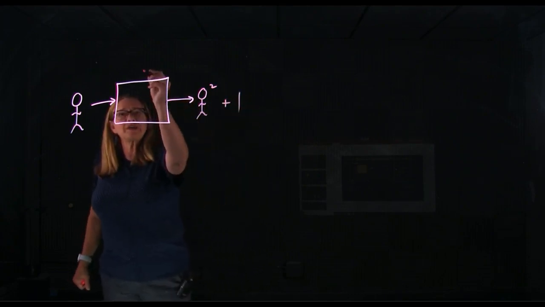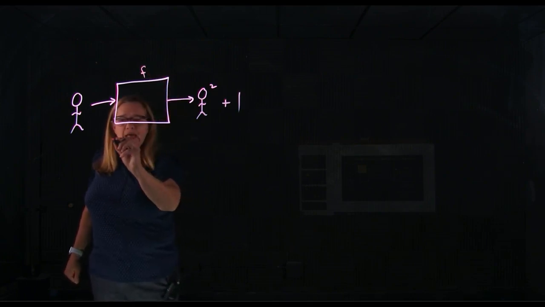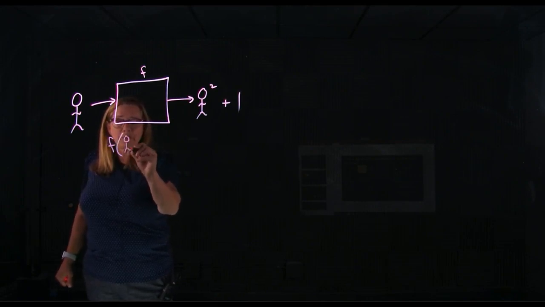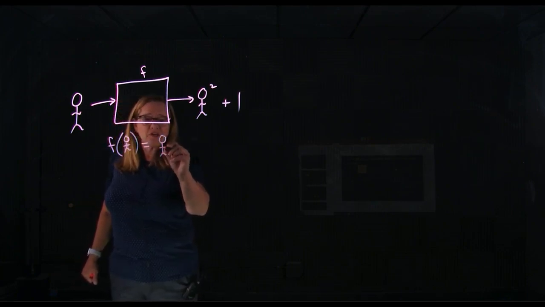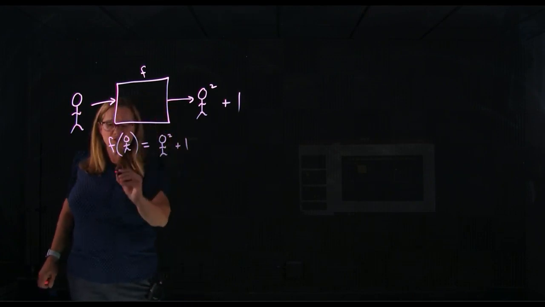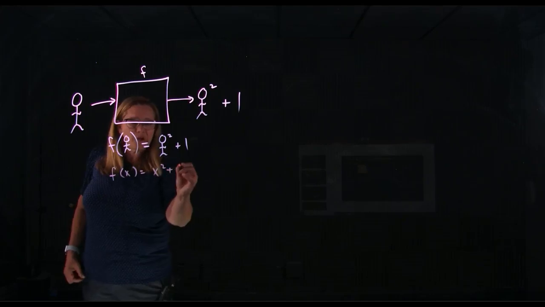So I'm going to call this box f. And I would describe f by f of whatever I want to say. I could call it x, or I could call it stickman. I'm going to stick with stickman for the moment. The f of stickman is stickman squared plus 1. So if I put an x into this box, then it would give me out x squared plus 1.